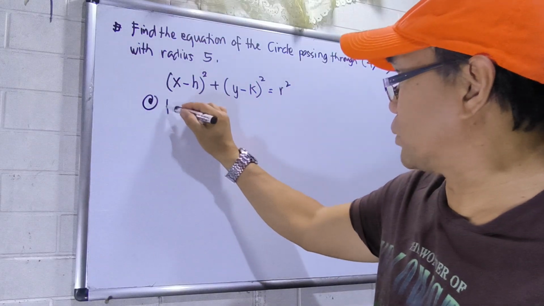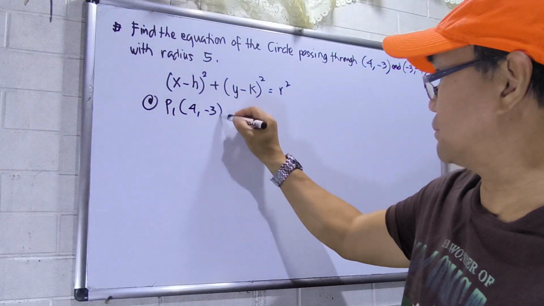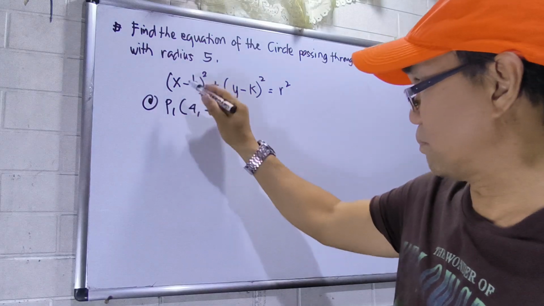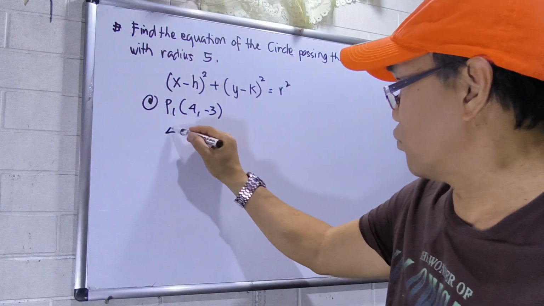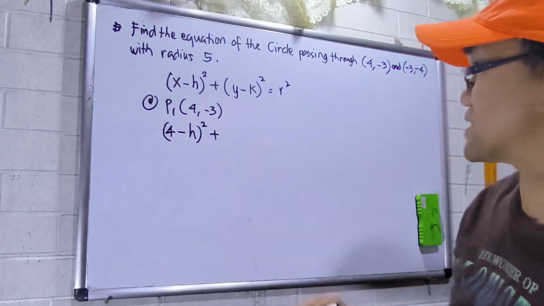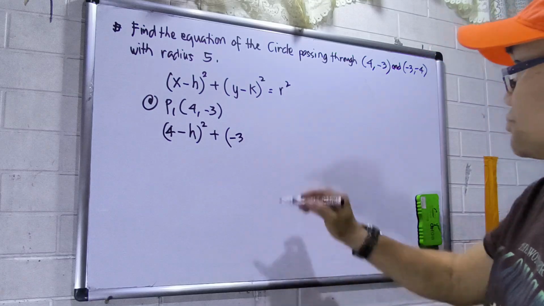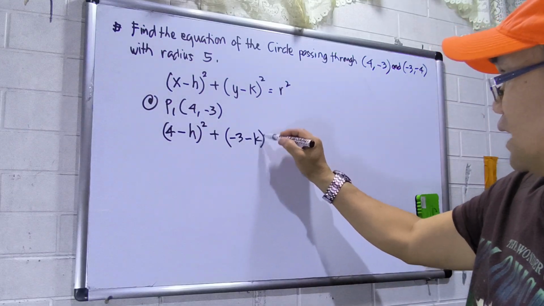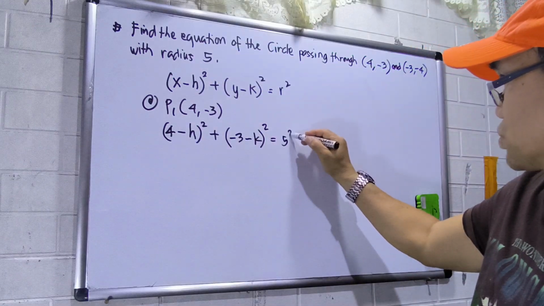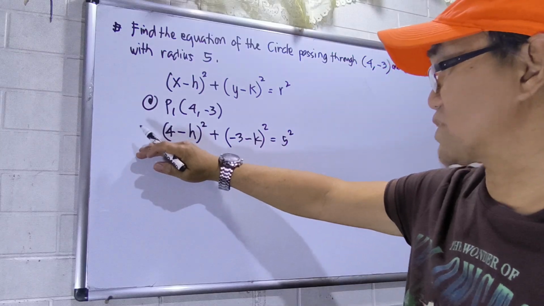So at point 1, 4 and negative 3. Okay? So take note, this is our x and this is our y. So plug in x and y. So this will be (4 minus h) squared, then plus, plug in y, negative 3, (negative 3 minus k) squared is equal to, r is 5, so 5 squared. Okay, so expand this (4 minus h) squared.